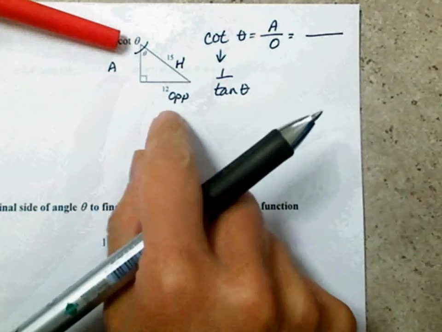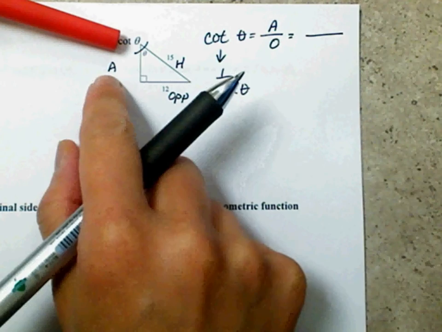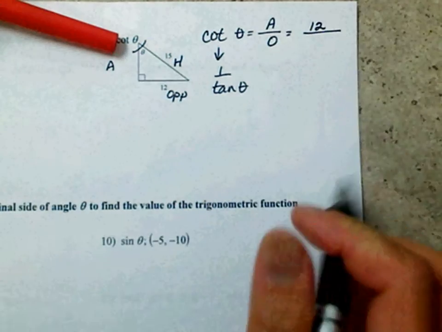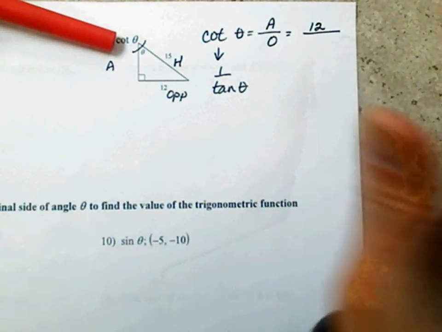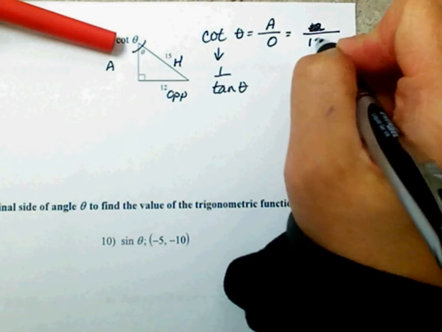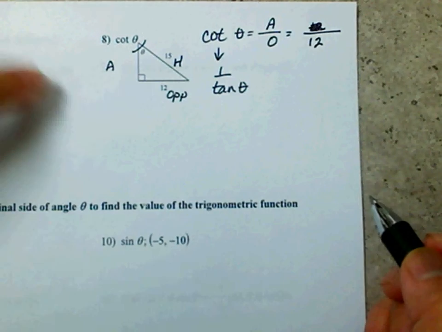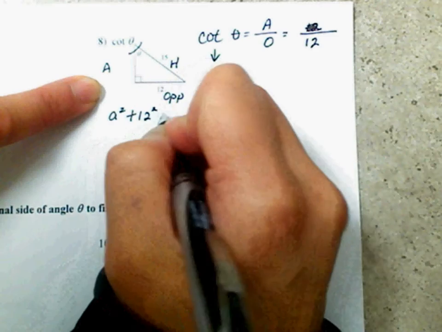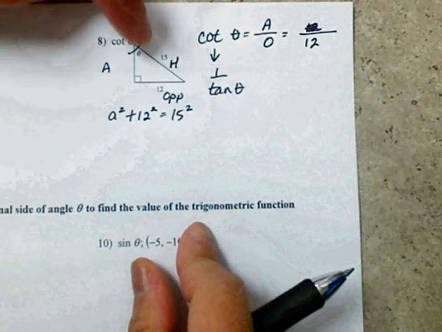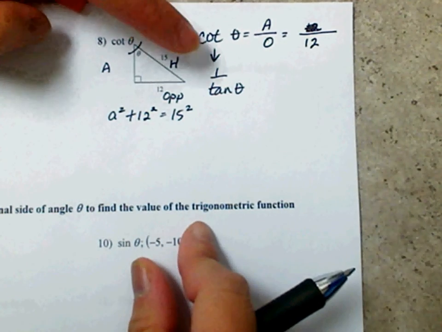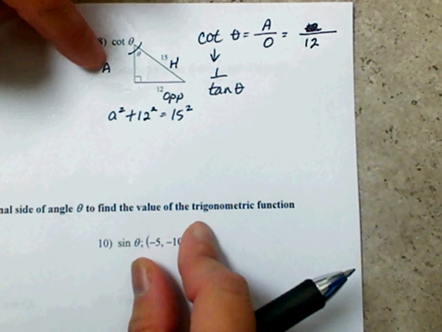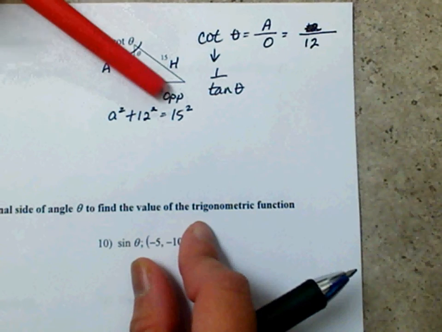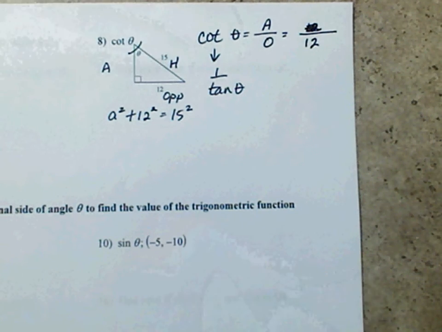Notice, I don't have an adjacent, but I have an opposite. An opposite is 12. So we got to go find our adjacent. My apologies. 12 goes down here. That's your opposite. Okay? Pythagorean theorem again. A squared plus 12 squared is equal to 15 squared. Your hypotenuse will always be greater than the length of these two. These two must be smaller than 15, but must always add up greater than 15. So solve for a squared.